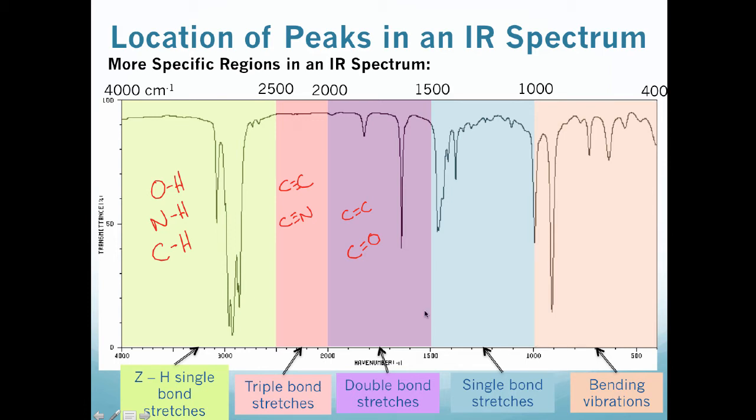Then from 1000 to 1500, that's where we're going to see single bond stretches. So that'll be things like carbon-oxygen stretches, as one example. And then less than that, again, are those bending vibrations, which we're not going to really focus on.